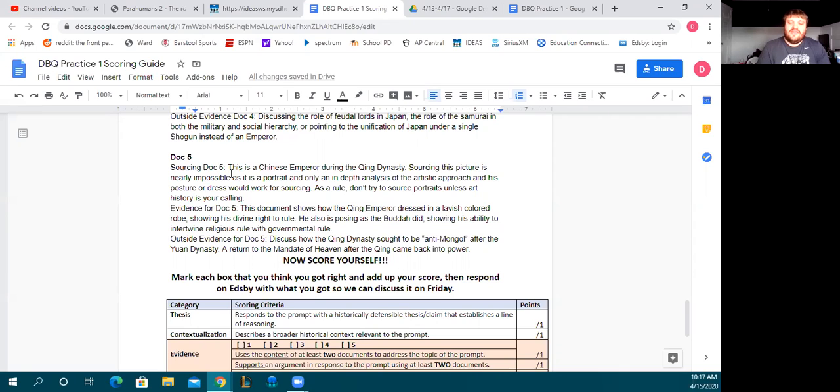So this is, again, the dynasty that takes over right after the Mongols have left China. After the Mongols essentially have had their dynasty overthrown, the Qing dynasty comes in and they try to get rid of everything Mongolian, right? So a return to the mandate of heaven after the Qing came back to power would probably be the only outside evidence that you really want to use from this document.